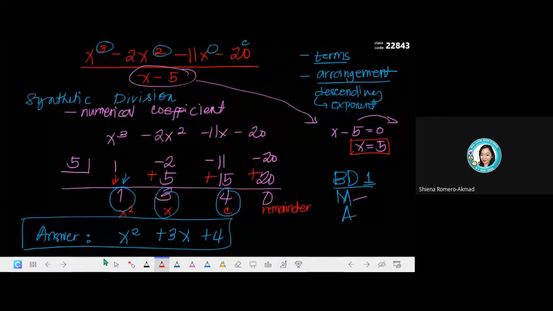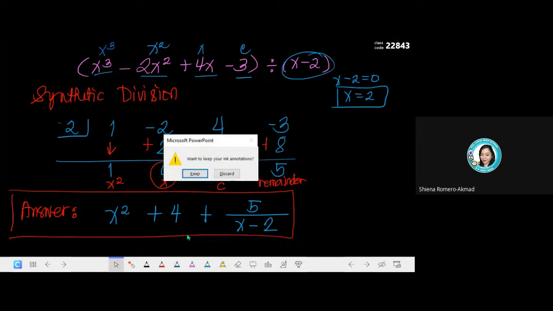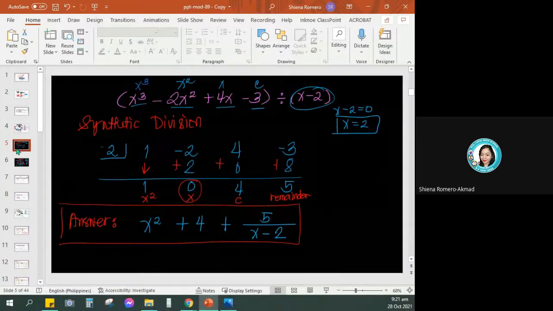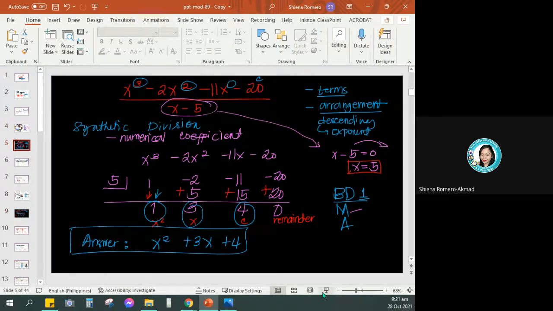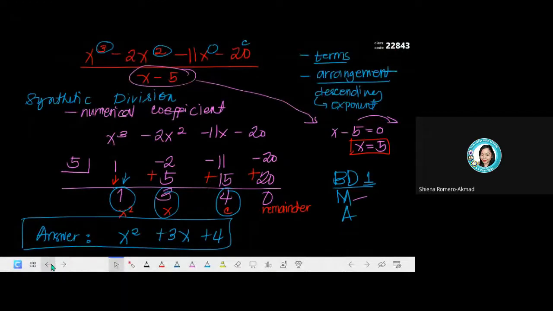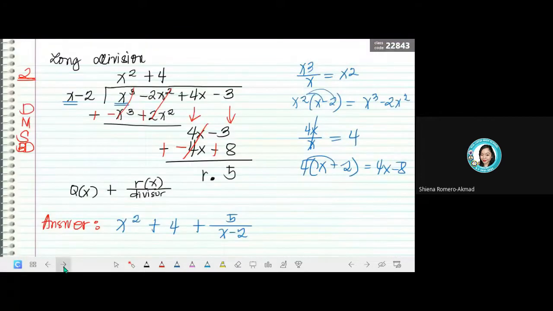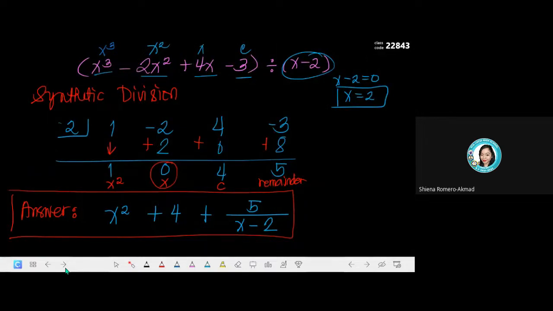X squared plus 4 plus 5 divided by x minus 2. Ay my gosh. Keep natin siya. Wait lang, ayusin ko. Ibababa ko to saan? Dito. Yan, para magkakasunod sila. So, ito, pareho lang nito. Then, ito, solution nito, pareho lang din yung answer dito. Okay? So, aralin nyo na yung mas madali.